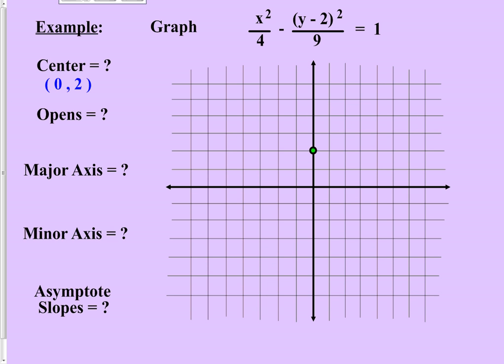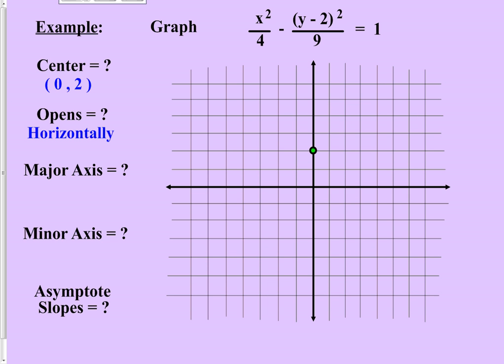The direction that the graph opens for a hyperbola always follows the positive variable. It does not mean that it always follows the first variable that's written down in the problem. Wherever the positive variable is, that's the one it follows. So in this case, that's the x. So our graph's going to open horizontally.